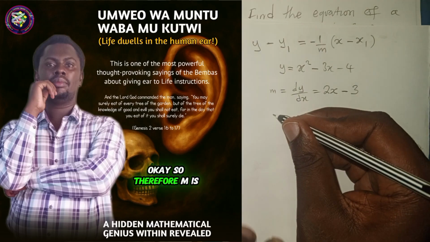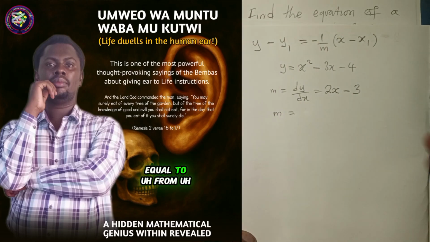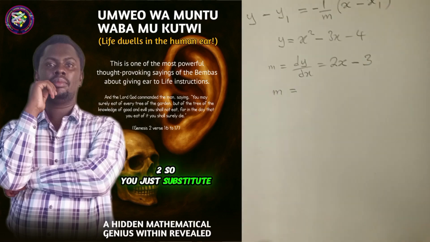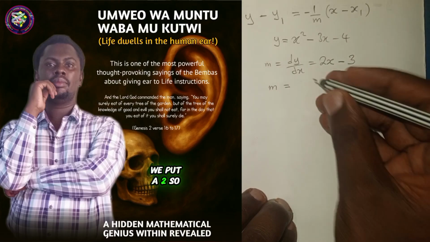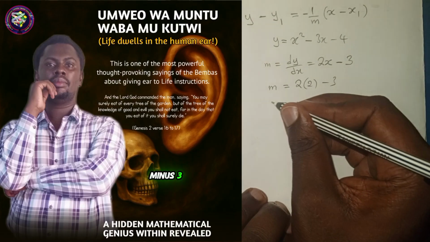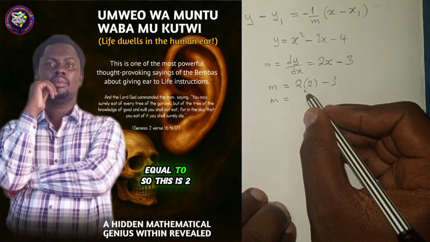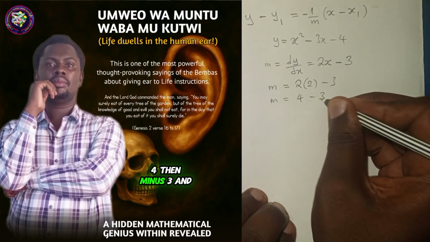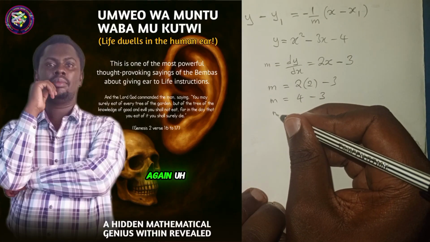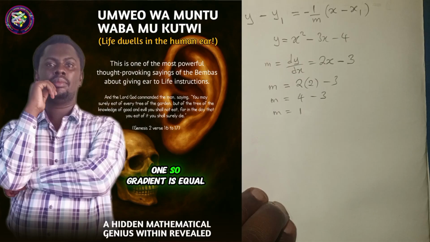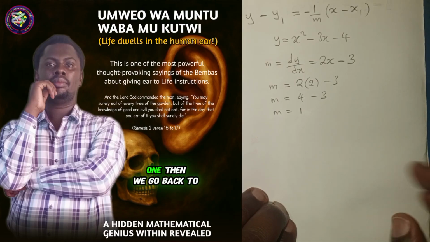Therefore m is equal to, from the point, the x value is 2. So you just substitute: where there is x we put a 2. We have 2 times 2, minus 3. So 2 multiplied by 2 is 4, then 4 minus 3 gives 1. So the gradient is equal to 1.